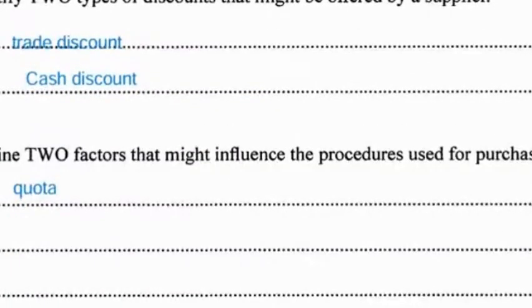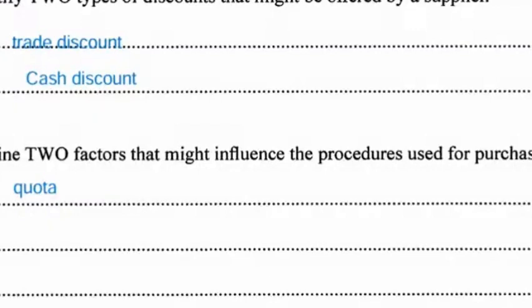So let's move on to 6A. Identify two types of discounts that might be offered by a supplier. So let me just give you general notes. Notes on answering CSEC questions. There are two main ways of answering CSEC questions, right? There is the way that you understand what you're talking about. Let me just put this on the entire screen so I can show you guys what's going on.